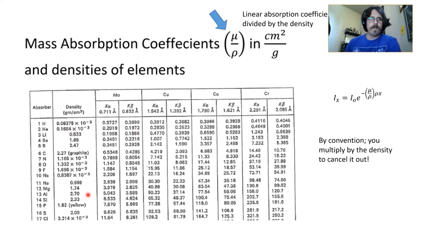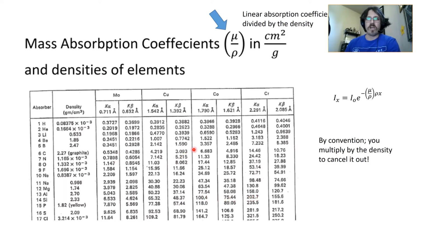If you look at aluminum, for copper K alpha, the mass absorption coefficient is 50.23. For K beta, it's less. For cobalt, it's even higher. So aluminum is actually a pretty good shield for cobalt K alpha anyway. And it's super high for chromium. But see, it's not always the case.